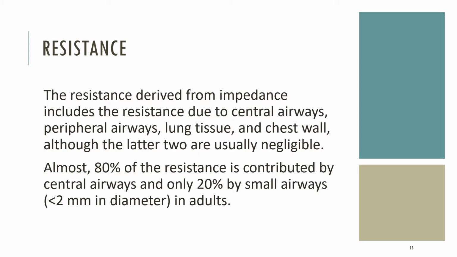Another common term that I'm sure you've heard about is resistance. When we think about resistance in this category, think about that it's derived from the impedance value, and that each part of the airway, the central airways, the peripheral airways, the lung tissue, the chest wall, all have different forms of resistance. You could say globally that over 80% of the resistance is contributed by the central airways, where the small airways contribute only about 20%. So this is another term you want to know besides impedance: resistance.